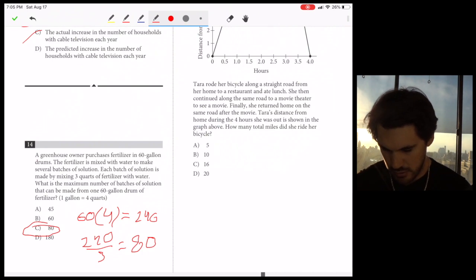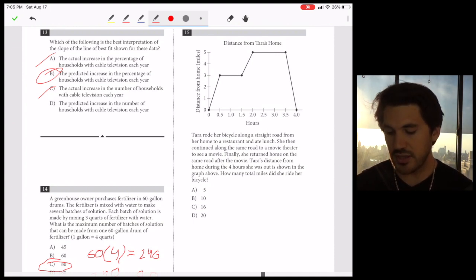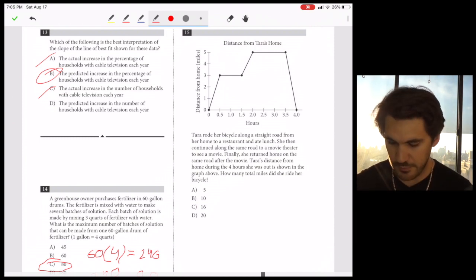Okay, number 15. Tara rode her bicycle along a straight road from her home to a restaurant and ate lunch. She then continued along the same road to a movie theater to see a movie. Finally, she returned home on the same road after the movie. Her distance was shown in the graph above. How many total miles did she ride her bicycle?